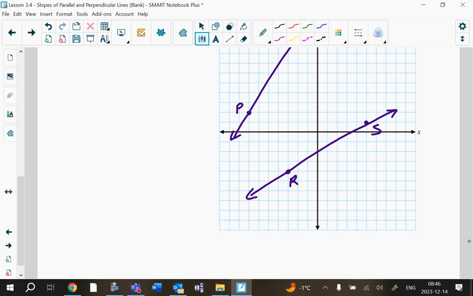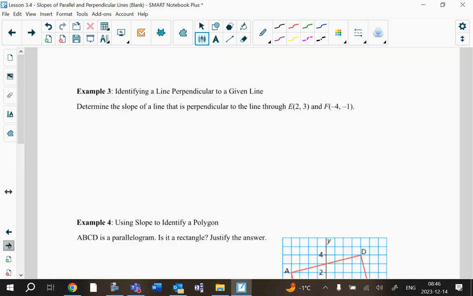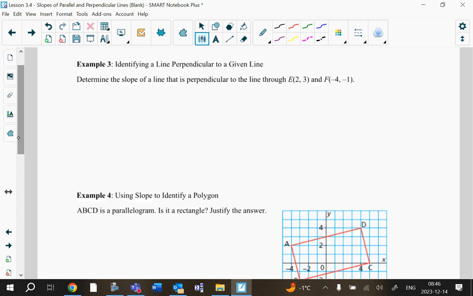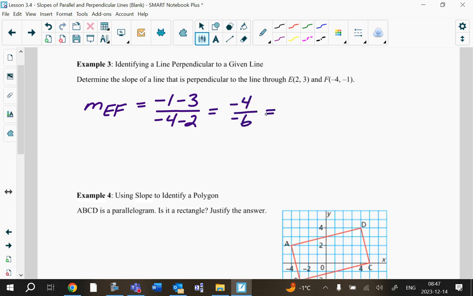But I do want to include, oh, sorry, we've got one more here. So for this one, we need to find the slope of EF. So we do negative 1 subtract 3 over negative 4 subtract 2. And we get negative 4 over negative 6, which simplifies to what? Positive 2 over 3. The two negatives become positive and I can reduce it.